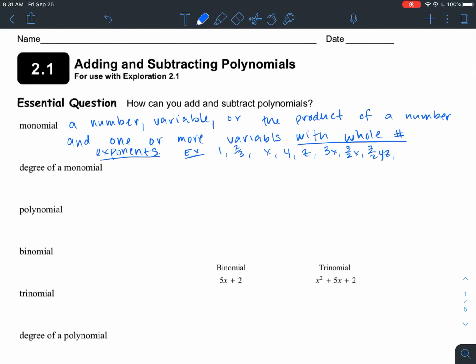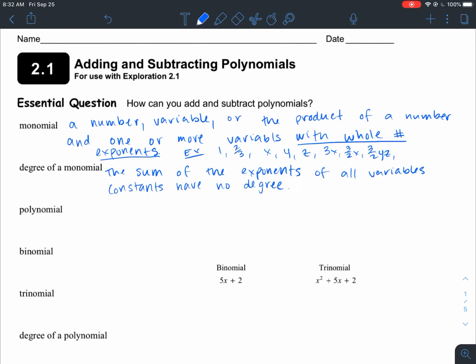And the degree of the monomial is the sum of the exponents of all variables. Constants have no degree. So for example, let's say you had something like 3x squared, z cubed, and y to the fifth. Well, the degree of x is 2, the degree of z is 3, the degree of y is 5, and the degree of 3 is 0. If you take the sum of all the degrees, then this would be degree 10.